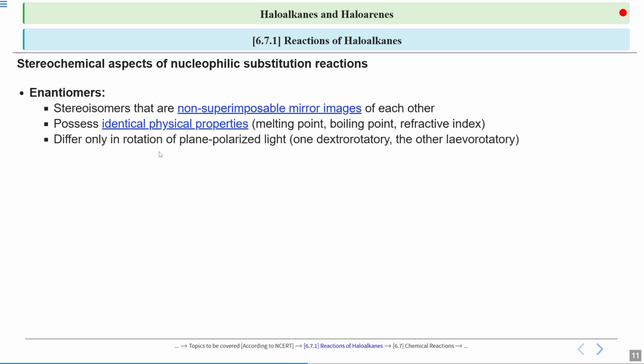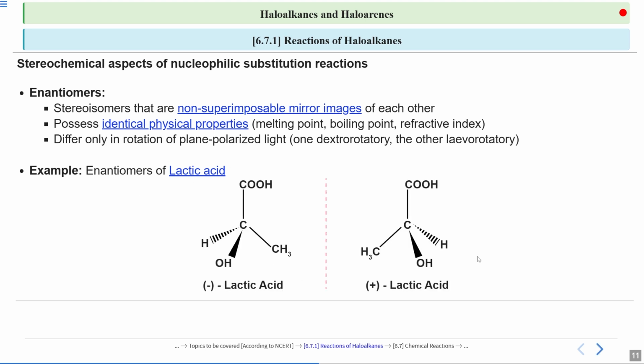They differ only in the rotation of plane polarized light. So enantiomers are different from each other only on the basis of rotation of plane polarized light. That means one isomer is dextrorotatory and the other isomer is levorotatory. For example, let's see the enantiomers of lactic acid. So we have the structure of lactic acid. The one is levorotatory and the other one is dextrorotatory.